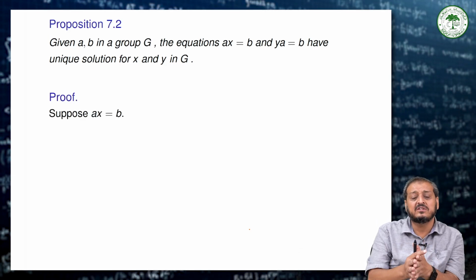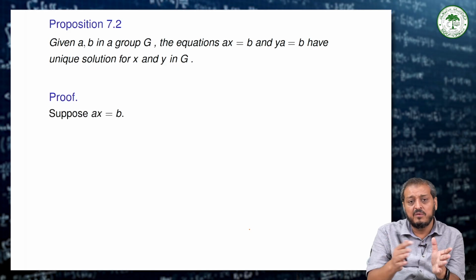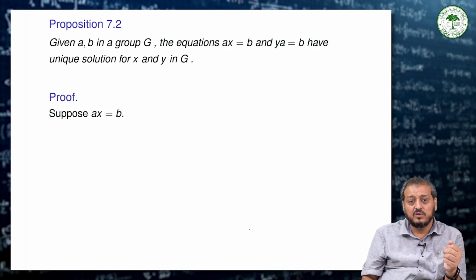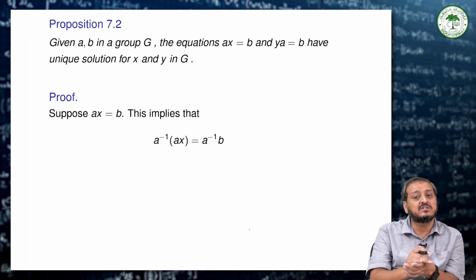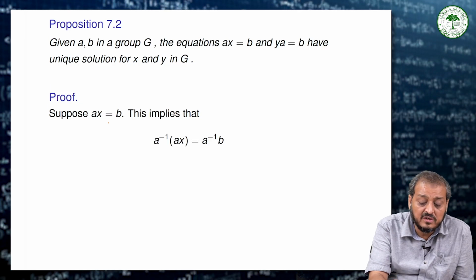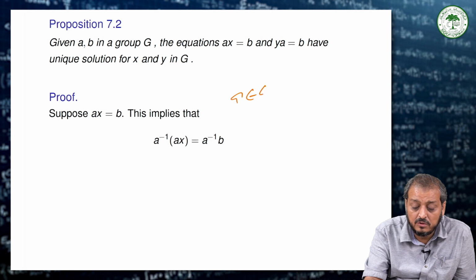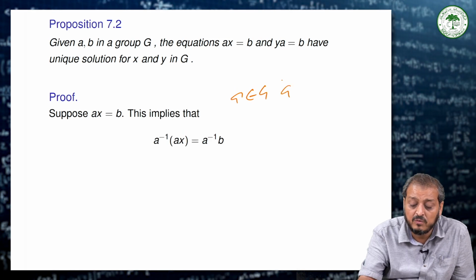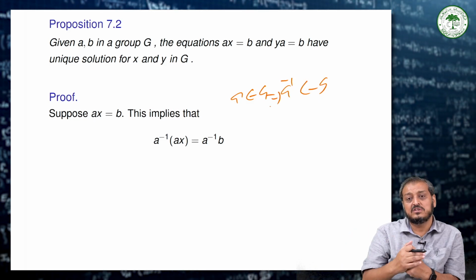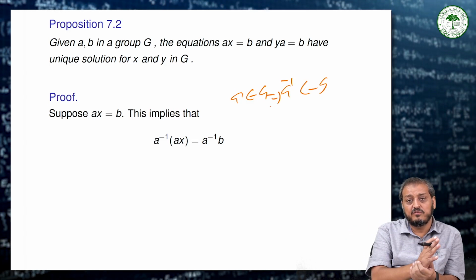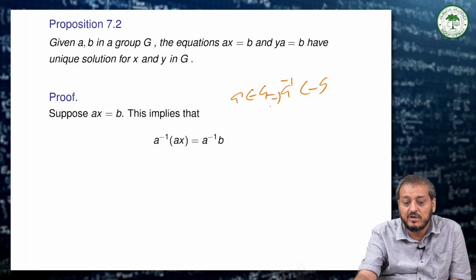Suppose we have Ax is equal to B, and A and B are elements of G. So this implies that A inverse Ax is equal to A inverse B, because A is an element of G. If G is a group, then A inverse is also an element of G. We know that every element has an inverse in the group. So if A is an element of G, then A inverse is also an element of G.